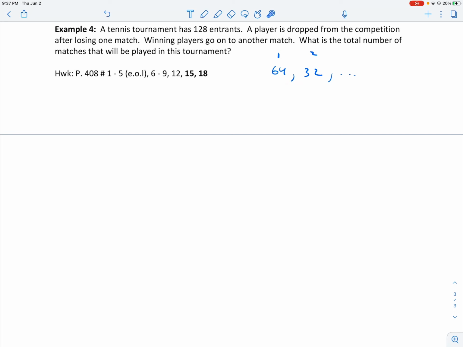So if you think of it, you can look at this sequence as our first term could be 128 over 2, because only half of them will win and move on. So our first term is 64. The common ratio is going to be a half because we multiply by a half each time to get the next term. So that one would be 16.